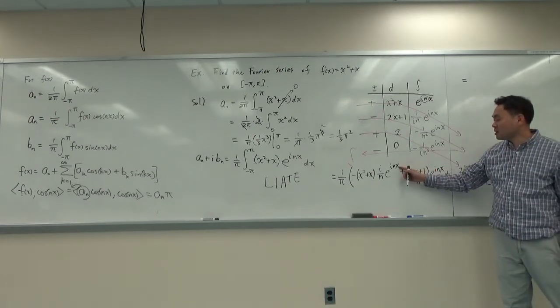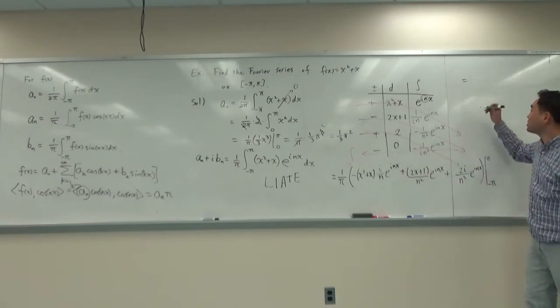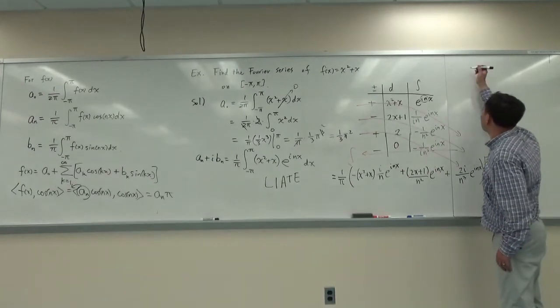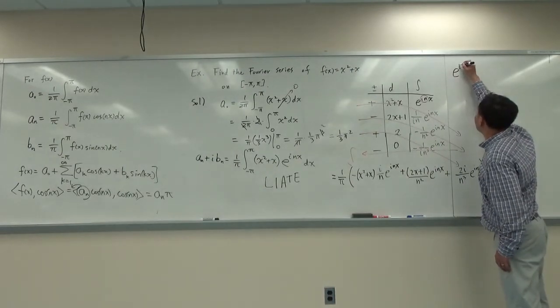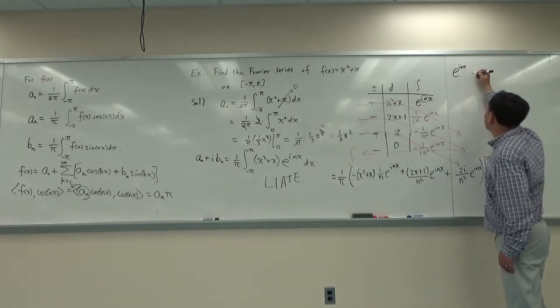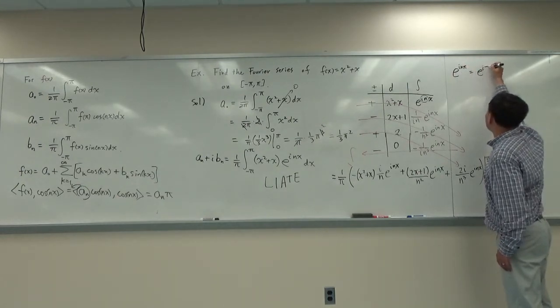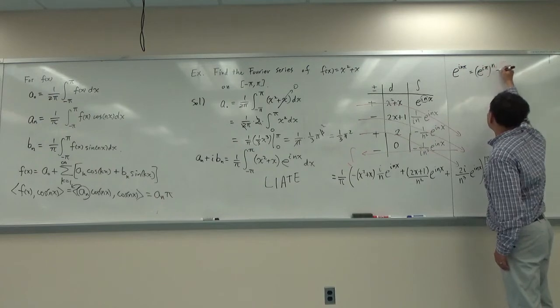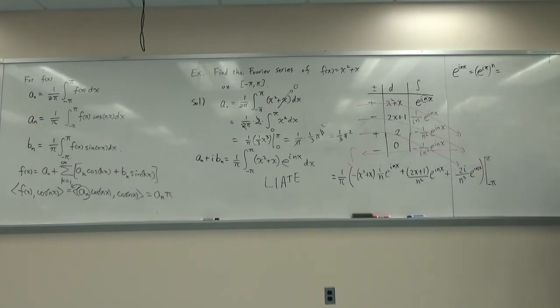When you plug in pi here, what is, so maybe I should do this first. What's e to the i n pi? Well, this is e to the i pi to the nth power, right? What's e to the i pi? Negative 1 to the n. Yeah.